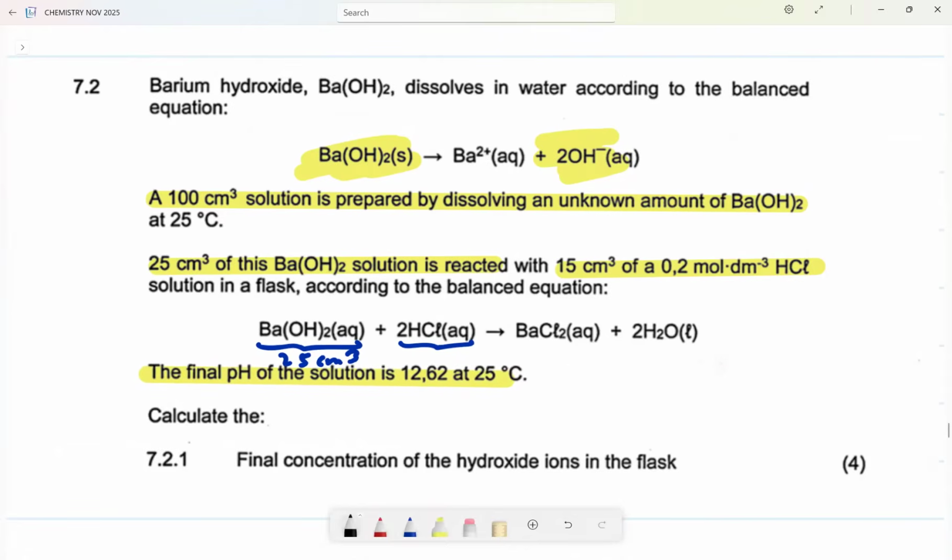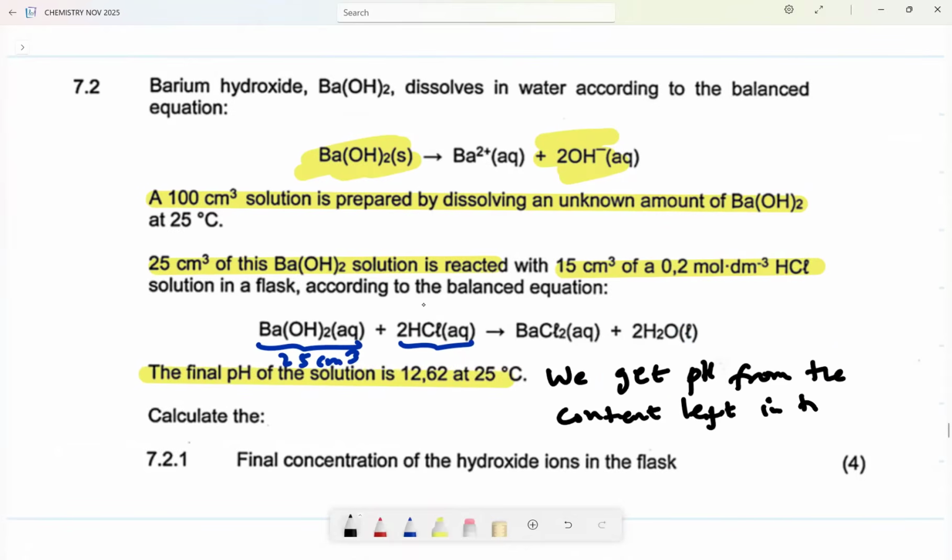Let me say we measure pH from the contents left in the flask, or basically the one that is in excess. The one that is in excess and remains in the flask is the one whose pH we measure, because it's the one that will tell us whether the solution is acidic or basic. So in this case, we can see that the final pH is 12.62. So it tells you that the solution is basic.